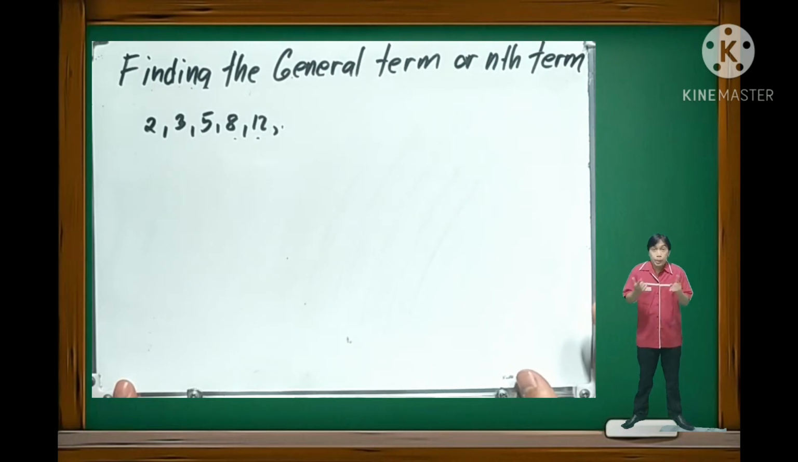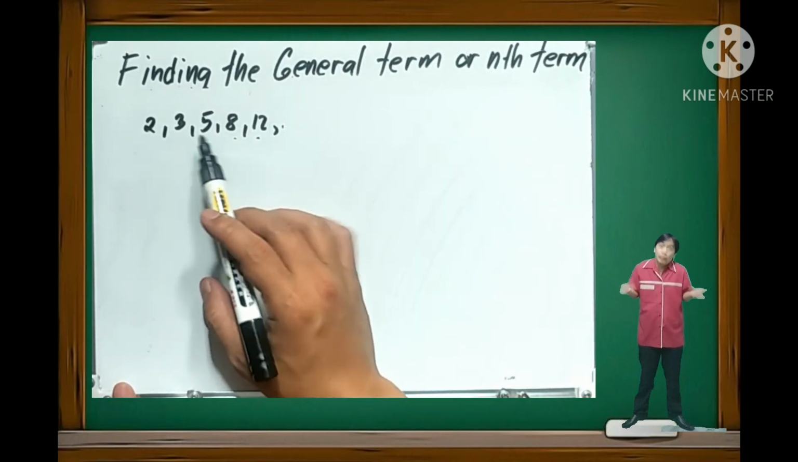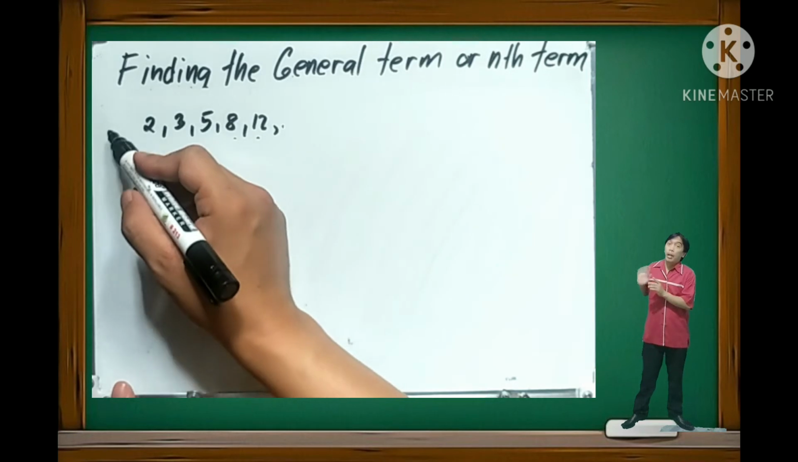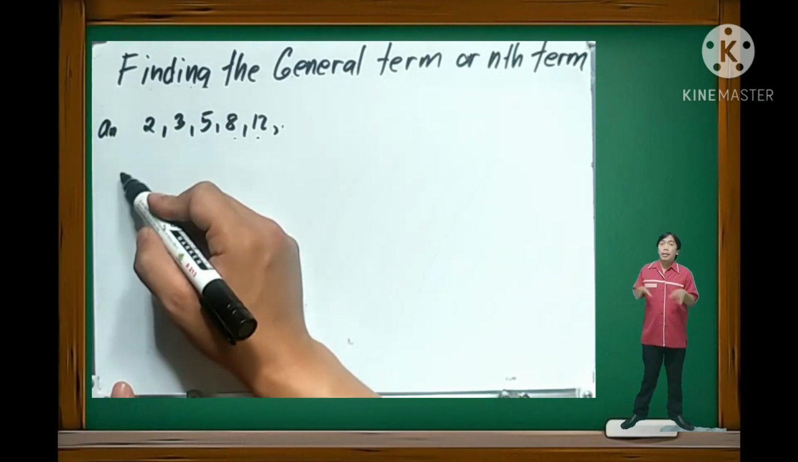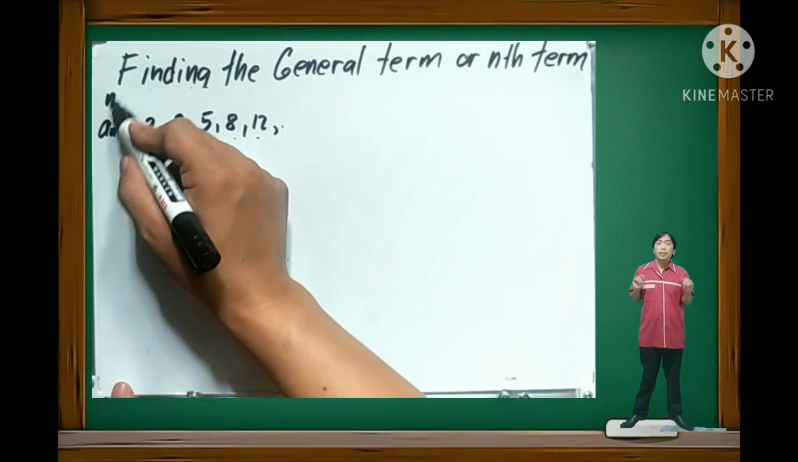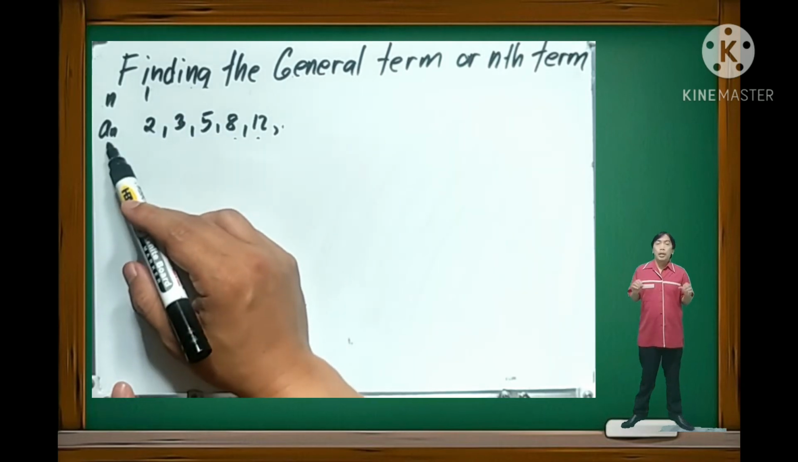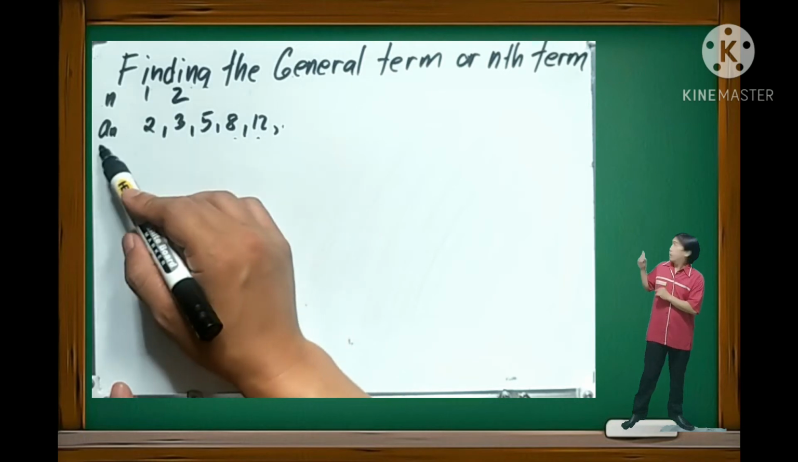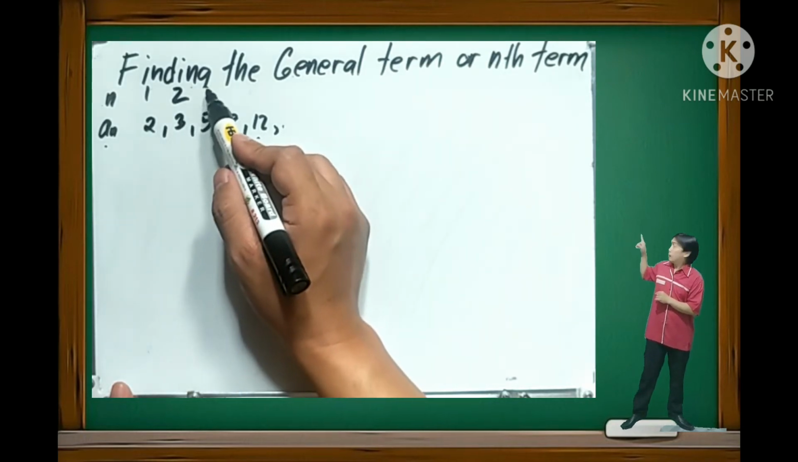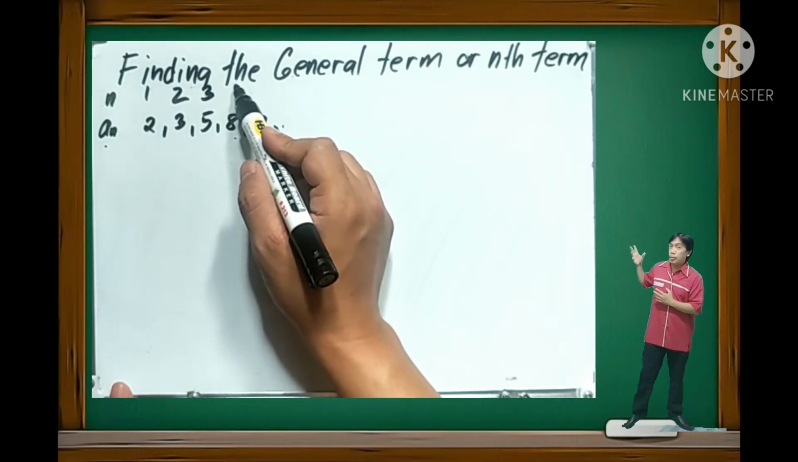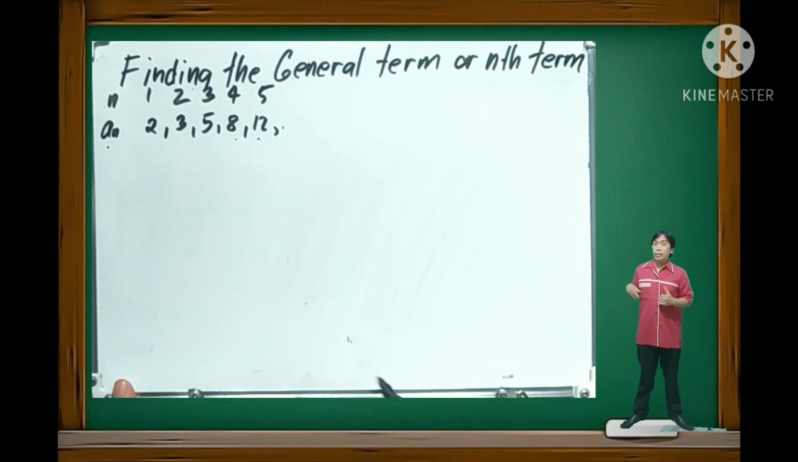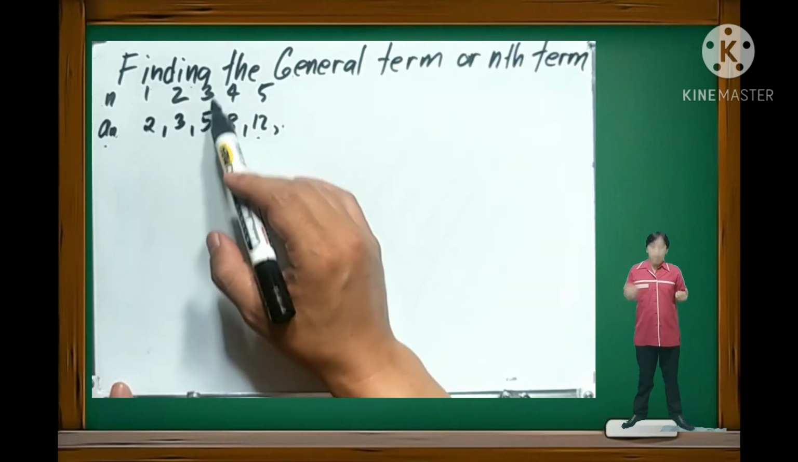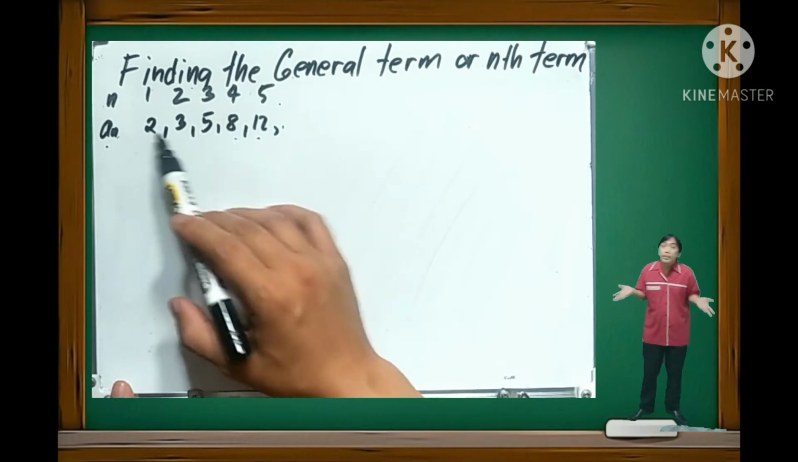Okay, let's have another example. We have 2, 3, 5, 8, and 12. These are our a sub n. If our n is 1, our a sub 1 is 2. When n is 2, our a sub 2 is 3, and so on. This is our third, fourth, fifth term. So a1, a2, a3, a4, a5. These are the values.